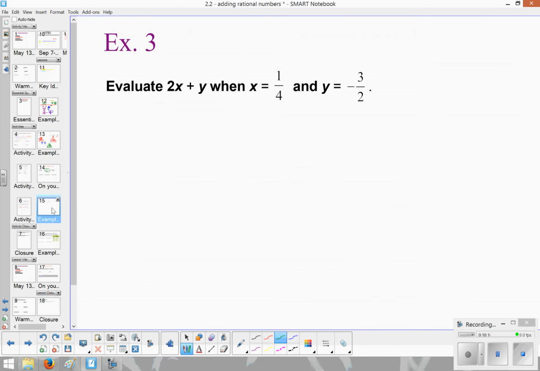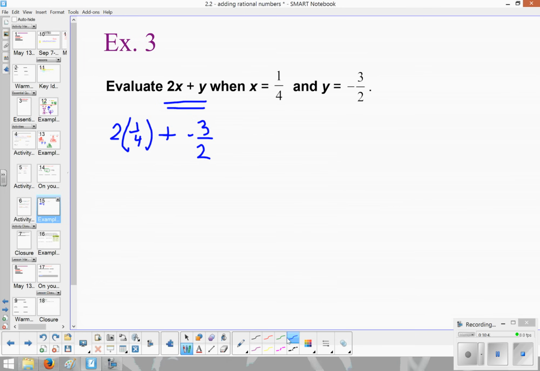All right. Example 3. In example 3, you're given an expression, and what we're going to do in this expression is we're going to plug in what they gave us. So we notice that they gave us an x of 1/4, so 2 times 1/4, and then we're going to close our parentheses, plus y. Y is -3/2, so I'm going to put -3/2. So it looks like it's a little bit difficult to do, but it's really not.